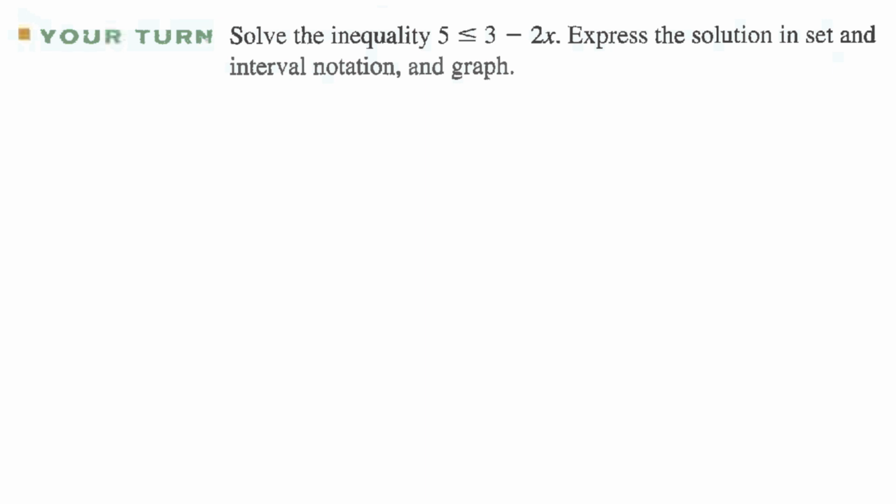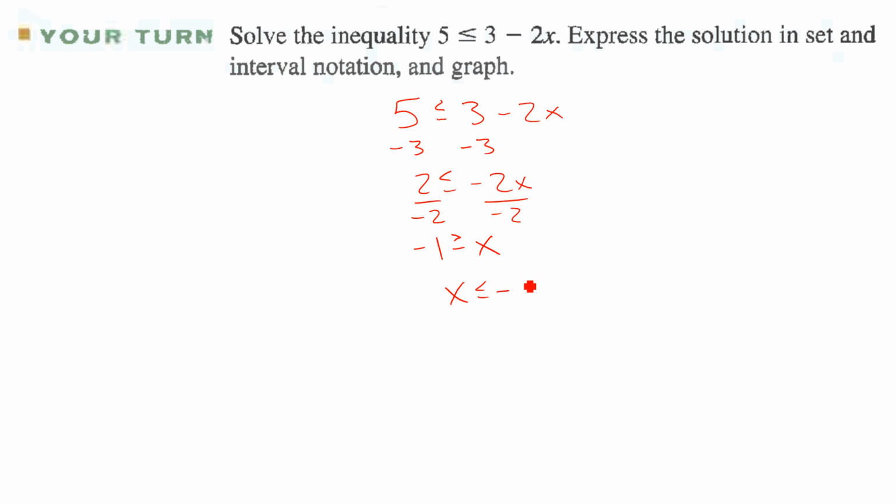All right, if you did this correctly, 5 is less than or equal to 3 minus 2x. We're going to minus 3 and get 2 is less than or equal to -2x. We're going to divide by -2, and we will say -1. We divided by a negative, so switch the signs. Greater than or equal to x. You're going to be making your life easier if you always write x first. So x is less than or equal to -1.